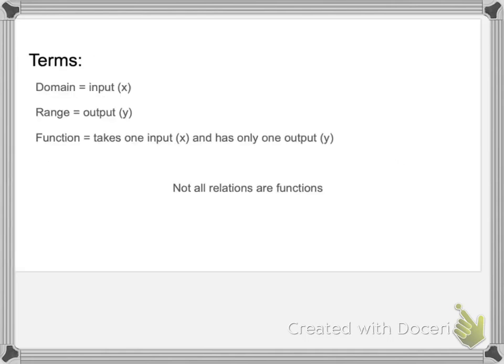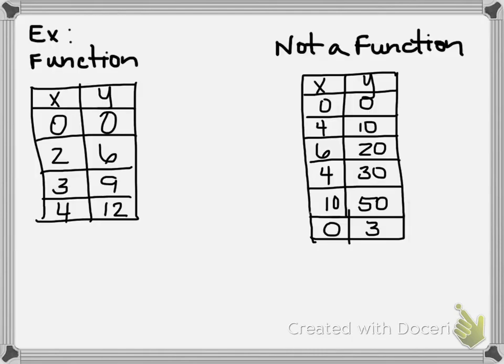So some terms to review. You'll see Saxon Math use the word domain. That is our input. It's usually x. So our input is our domain. Our range would be our output, our y. And to be a function, it takes only one input for x, and it has only one output for y. And not all relations are functions. So let's take a look at those.